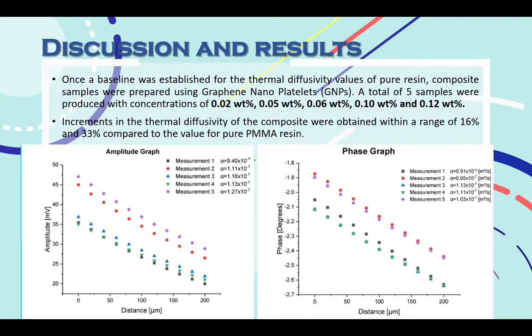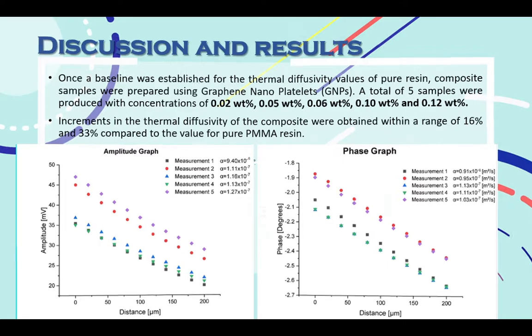Measurement 1 in the graph corresponds to the 0.02 weight percentage concentration, measurement 2 to the 0.05 weight percentage, and so on. One thing we can note in these results is that the higher the concentration of GNPs, the higher the thermal diffusivity. We saw fit to show this in the graph in the next slide.